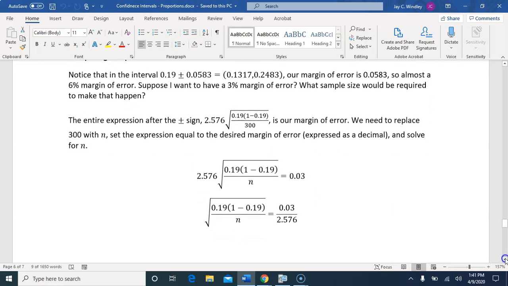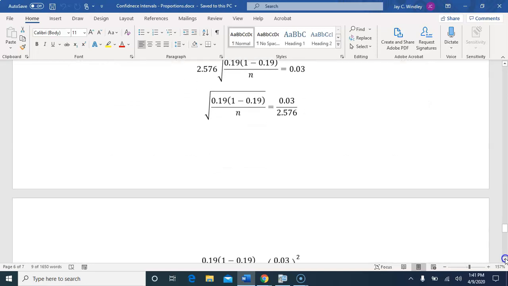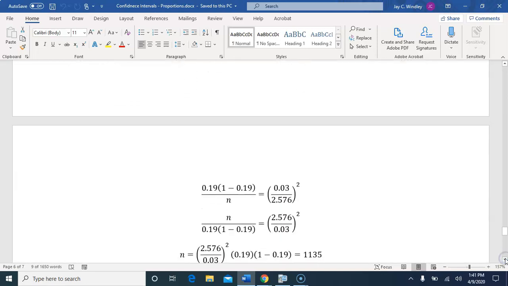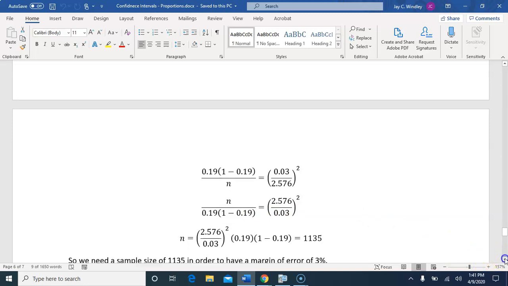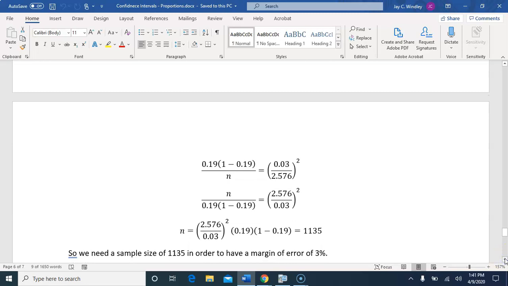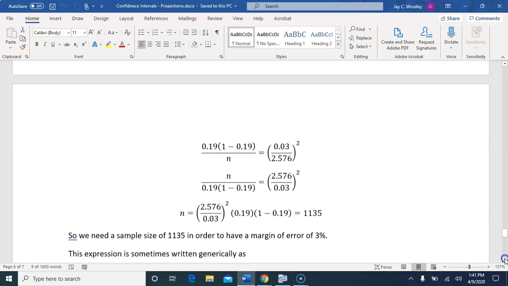Divide both sides by 2.576. Then I'm going to square both sides to get rid of the square root sign. Then I'm going to take the reciprocal of both sides. And then I'm going to multiply both sides by 0.19 and multiply both sides by 1 minus 0.19. And after doing all that, we get n equals 1135. So we need a sample size of about 1100 to have a margin of error of 3%, instead of our original sample size, which you'll recall was only 300. So we need to almost quadruple our sample size to get the margin of error down to 3%.